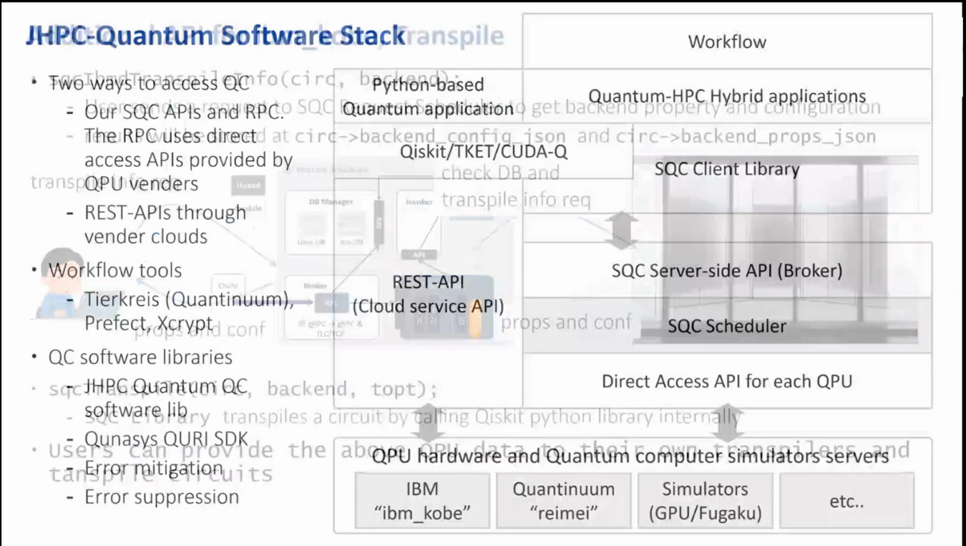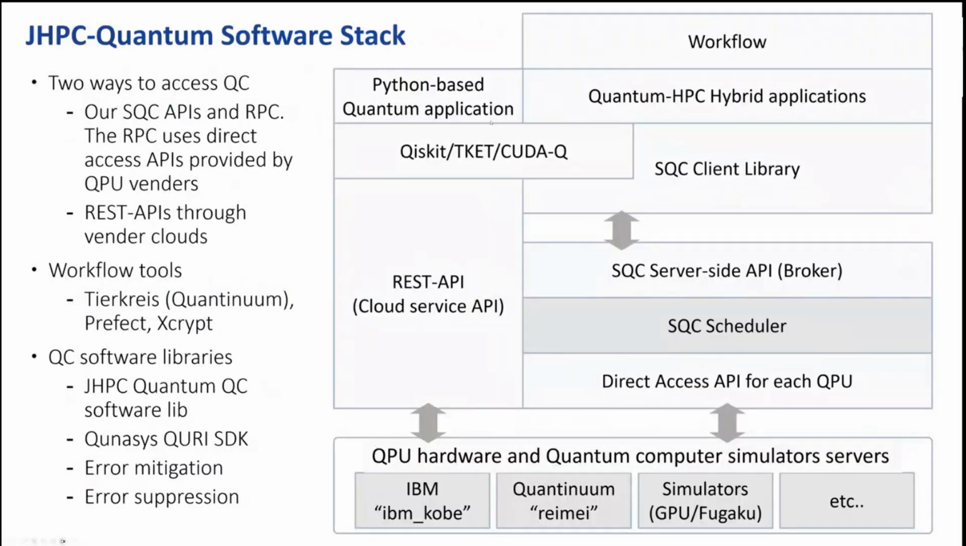So this shows our quantum software stack. For the user API, we provide a C API, which can be used with traditional HPC programming models such as MPI and OpenMP. In the middleware layer, we support Qiskit, tket and CUDA-Q to submit jobs not directly to the Quantum Cloud API service, but to our lightweight scheduler by using our client library.